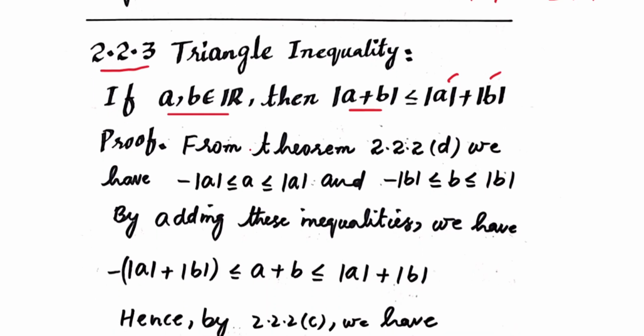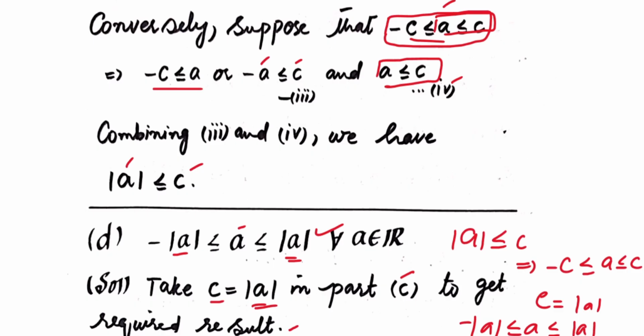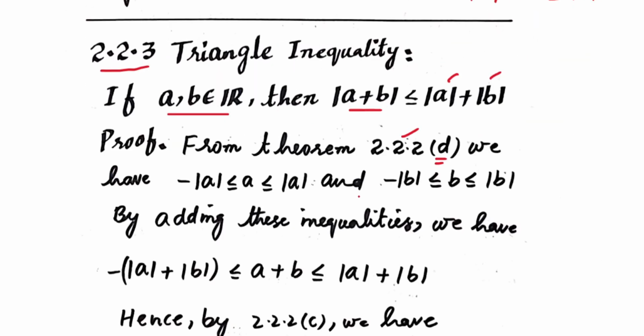I am using the D part of the above Theorem 2.2.2. Here we have shown that for any real number a, its value lies between minus absolute a and plus absolute a. So by using this theorem, I can write that a lies between these two values. Similarly, b lies between these two values.